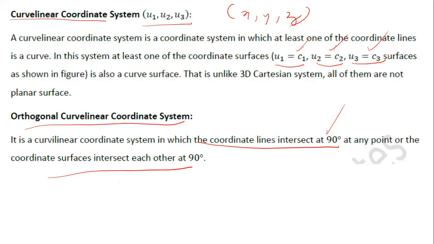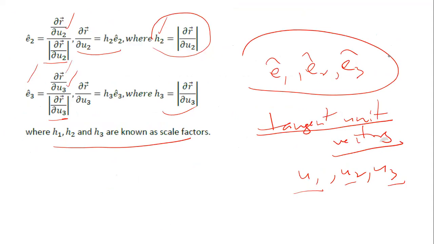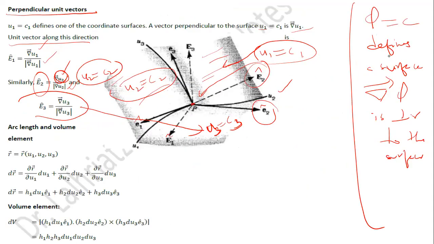If at least one of these coordinate surfaces is a curved surface, then the coordinate system is called a curvilinear coordinate system. And if the coordinate surfaces intersect at 90 degrees, then it's an orthogonal coordinate system. That's what we discussed, right? And we have discussed these tangential unit vectors and these perpendicular unit vectors.